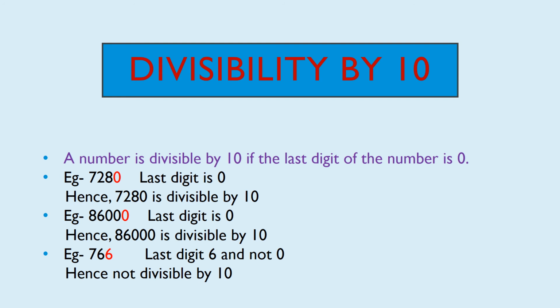Now, the other example, 766. Now, in 766, the last digit is 6. So, the last digit is not 0. Hence, 766 is not divisible by 10.